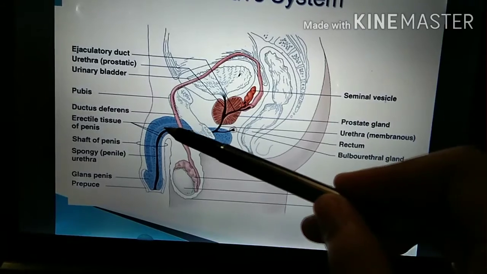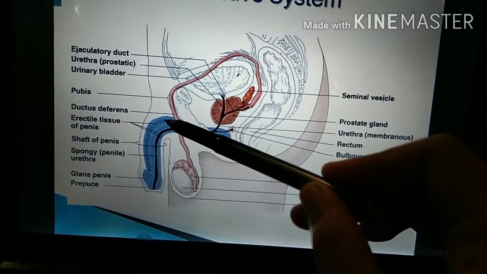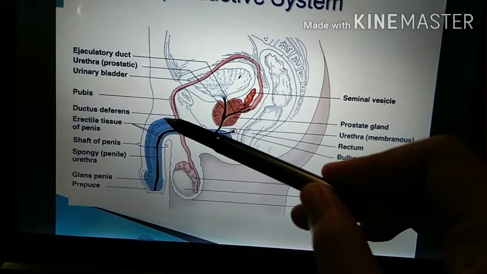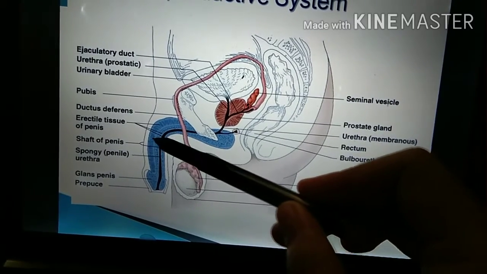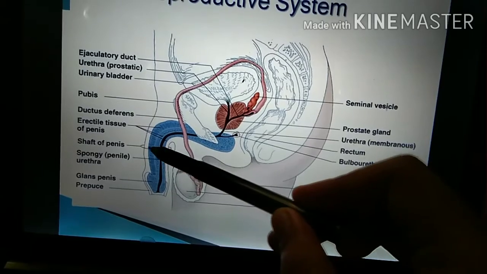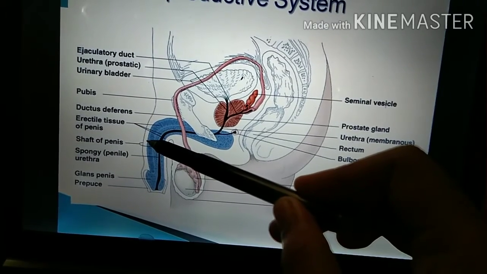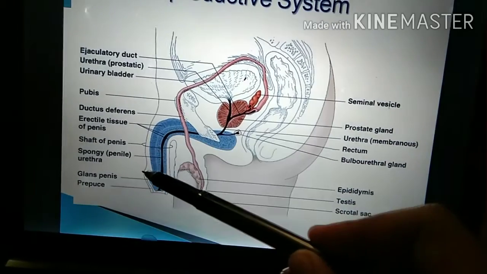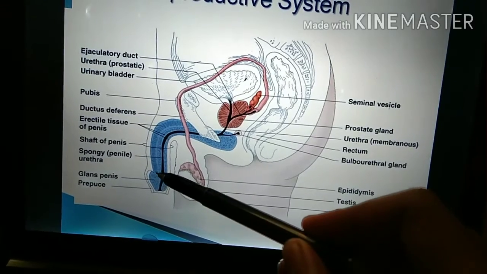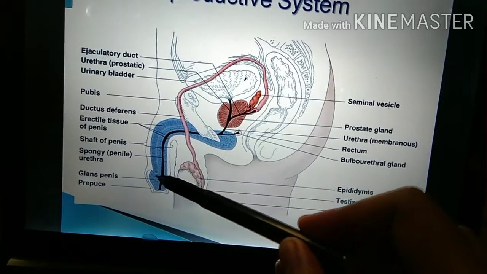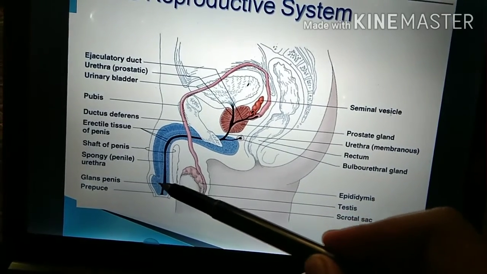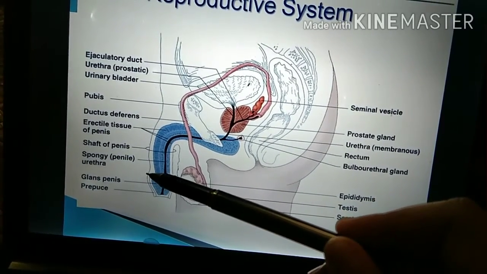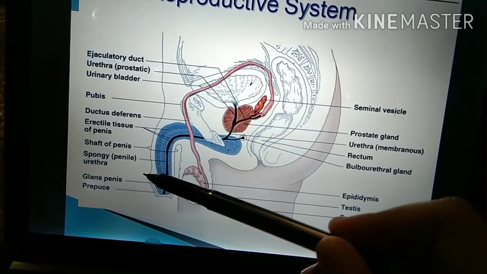The root, which attaches to the abdomen, and the body or the shaft. This area is the shaft. And the glans, which is the cone-shaped part at the end of the penis. This is the glans of the penis. The glans, also called the head of the penis, is covered with a loose layer of skin called foreskin.